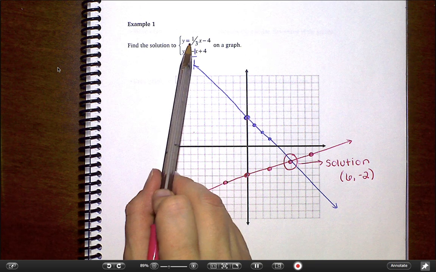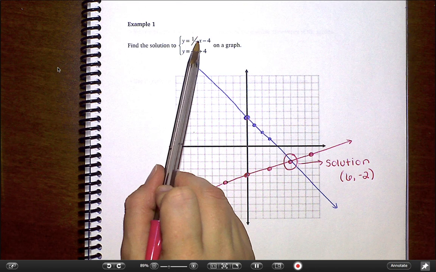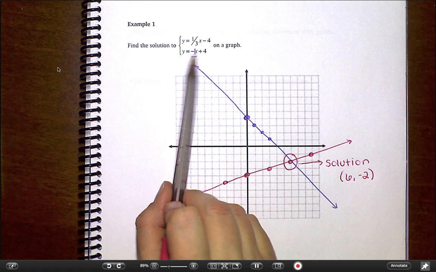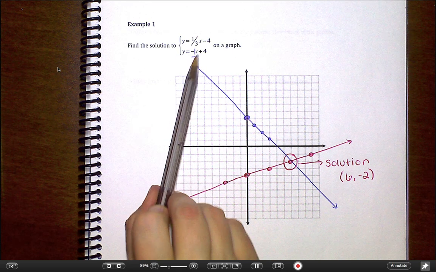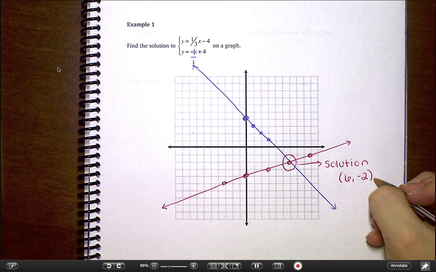Plugging in 6 for x, so 1/3 of 6 is 2, and 2 minus 4 gives me -2. And then -x, that would be -6, plus 4 would also give me -2 for y. So my solution checks out.